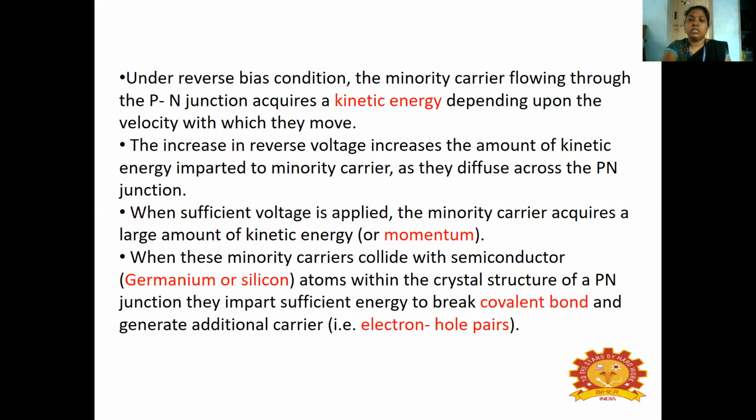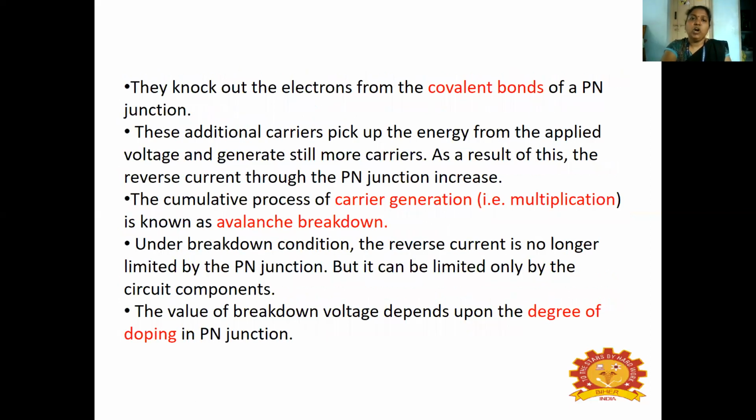So when you keep on increasing the supply, the kinetic energy increases, and this is called momentum. This will break the covalent bonds. When the covalent bonds are broken, electron and hole pairs are generated, and these become additional carriers. They knock out the electrons from the covalent bonds of the PN junction. These additional carriers pick up energy from the applied voltage and generate still more carriers.